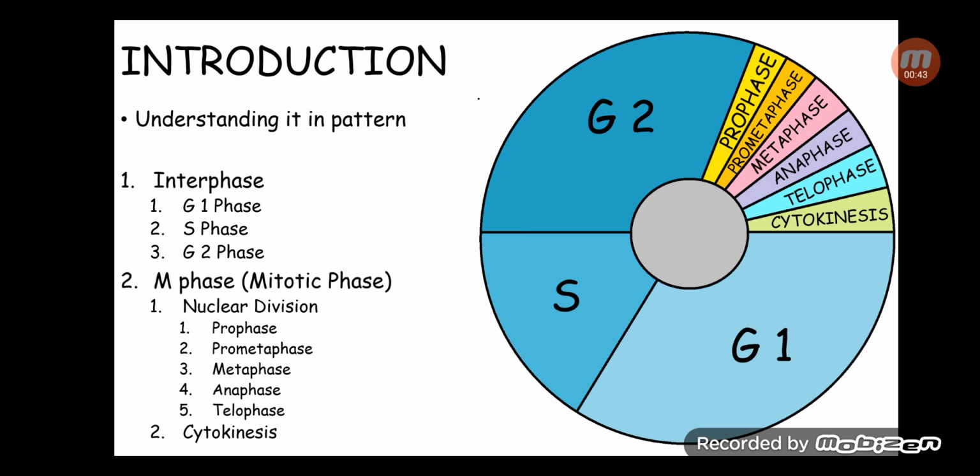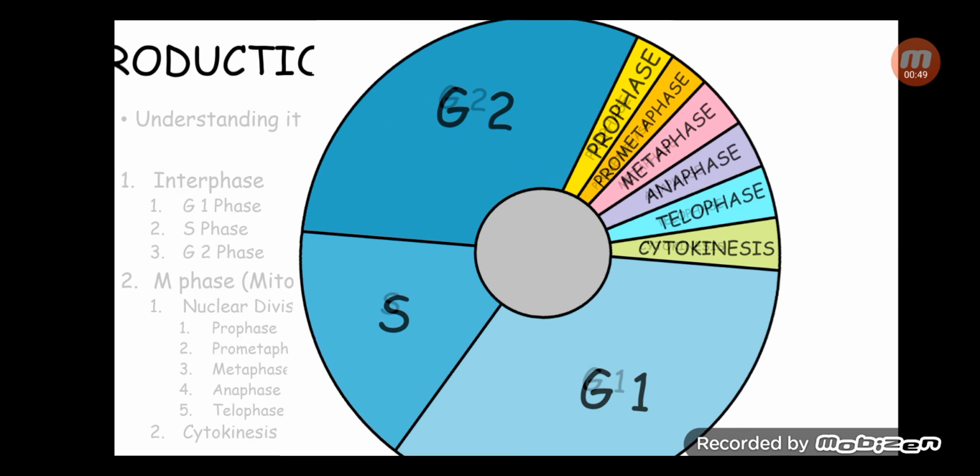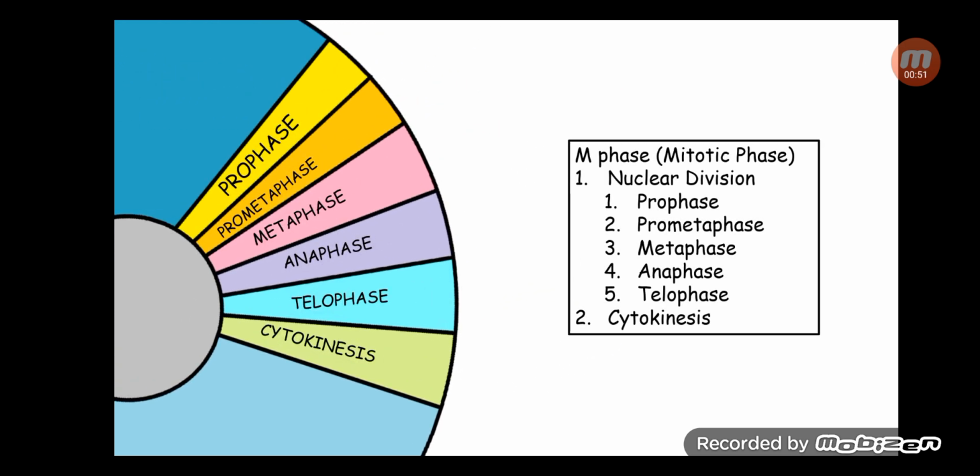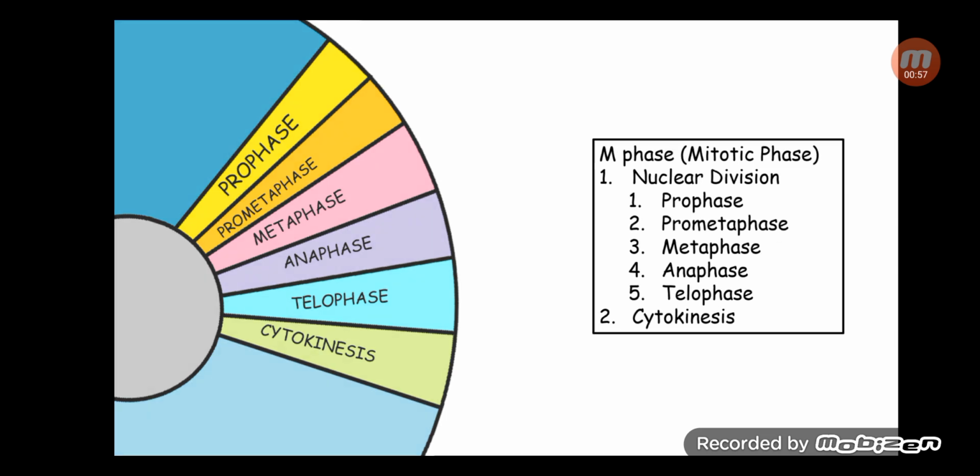And nuclear division is further divided into 5 phases, that are prophase, prometaphase, metaphase, anaphase and telophase. As today we are going to talk about mitotic division or M phase, so we will talk about each of these steps one by one.